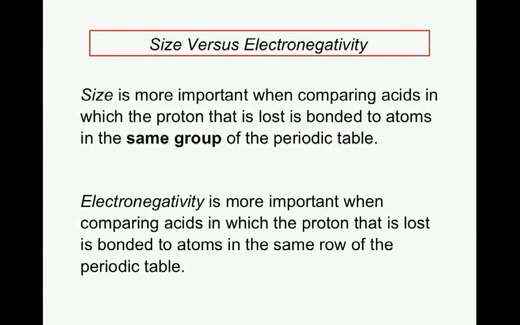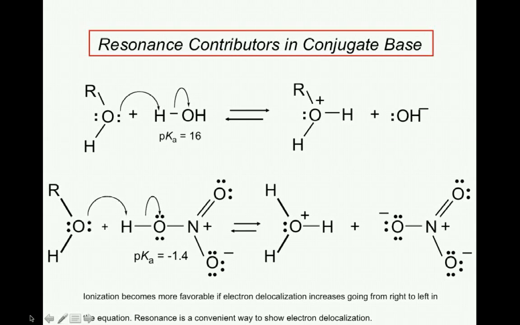Remember, size is the most important factor when comparing acids in the same group or family, and electronegativity is the most important factor when comparing acids derived from the same row of the periodic table. Finally, resonance also contributes to the strength of an acid. The more resonance contributors that exist for a conjugate base, the stronger the parent acid.